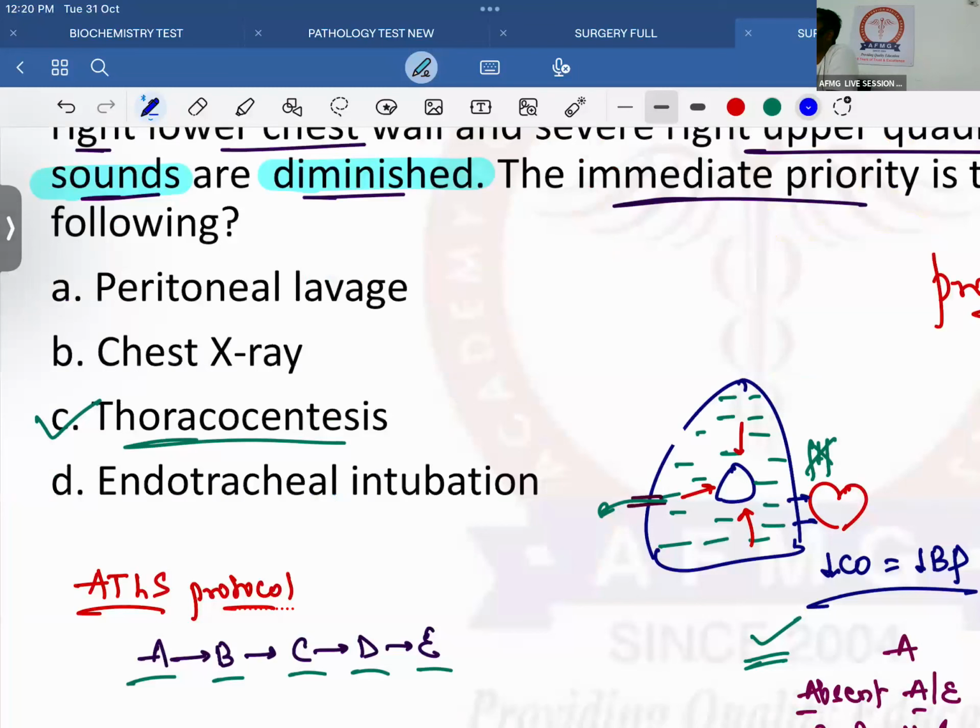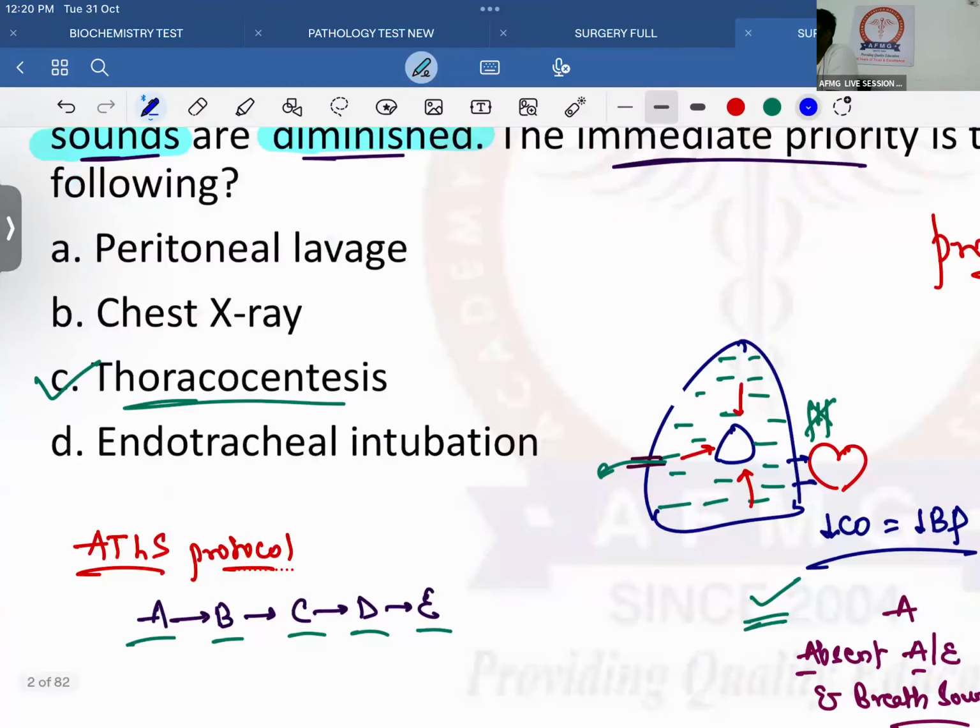But option A says peritoneal lavage. Were you having peritoneal lavage? क्या होता है? Peritoneal cleaning. Were you having any signs of peritonitis जहां तुम peritoneal lavage के लिए जा सकते थे? No. What are the signs of peritonitis in a person बेटा?